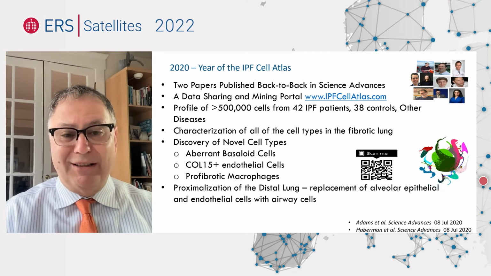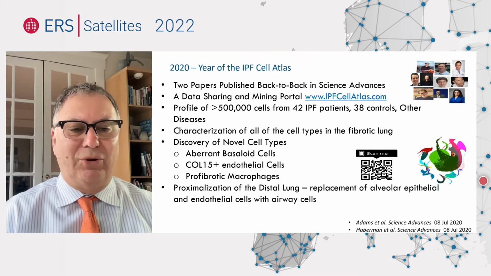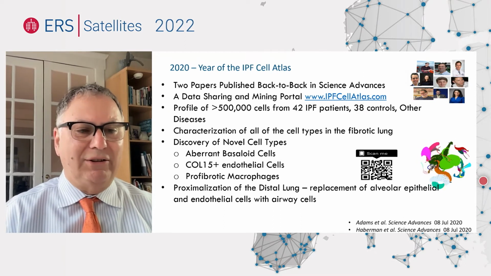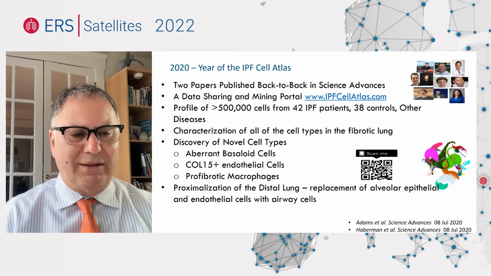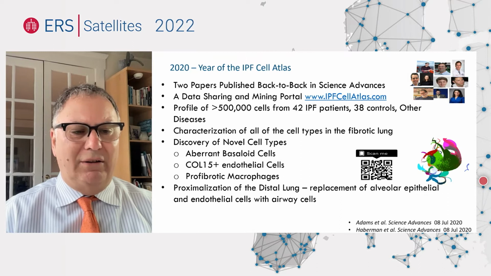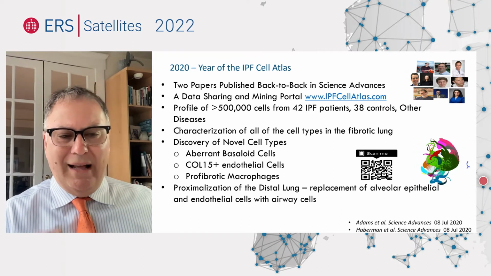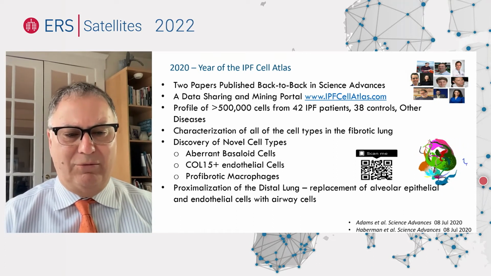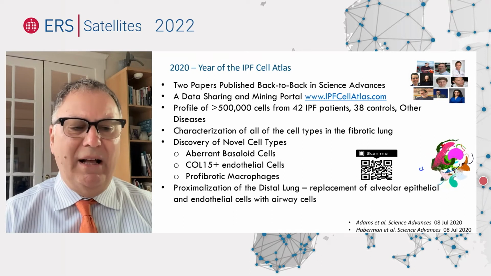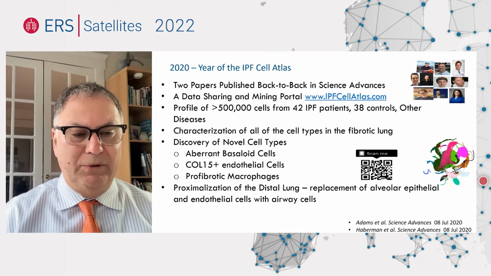This is actually how the data looks. If you raise your phone and scan this QR code, you have access to the data. And basically what we did is we discovered novel cell types in IPF: the aberrant basaloid cells, collagen 15 endothelial cells, and profibrotic macrophages. And the concept is that what happens in IPF is proximalization of the distal lung, replacement of alveolar epithelial and endothelial cells with airway cells. Relatively simple.